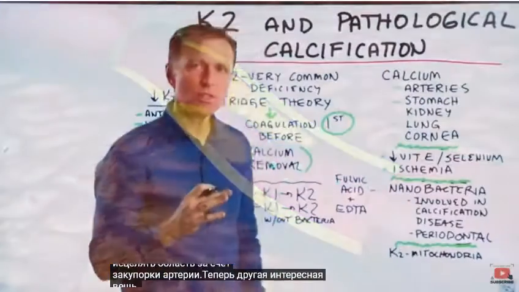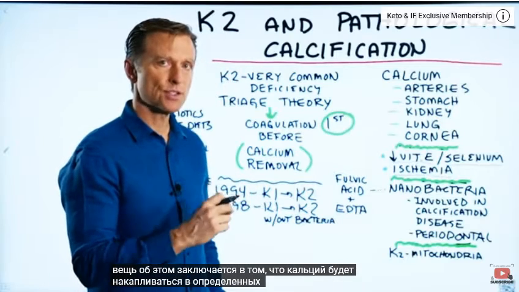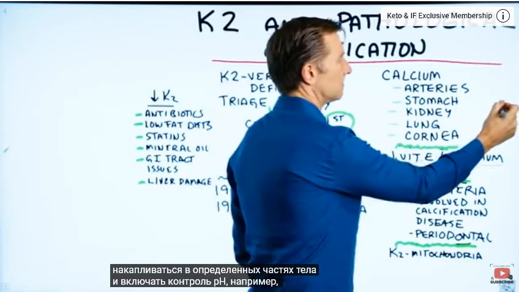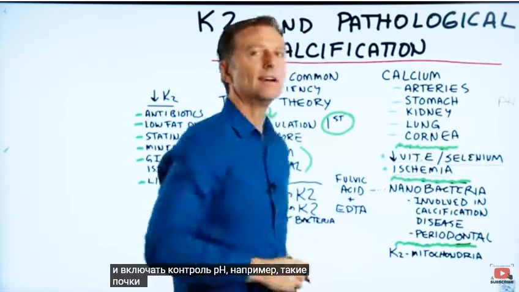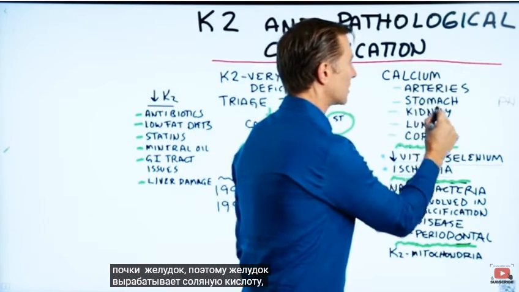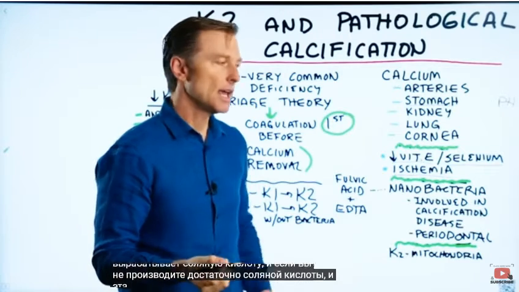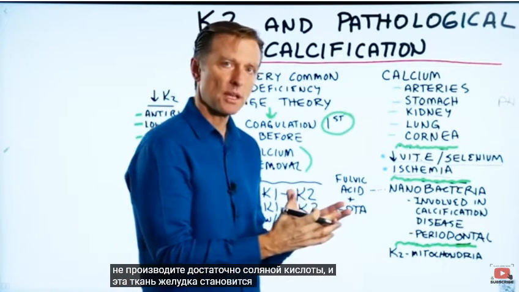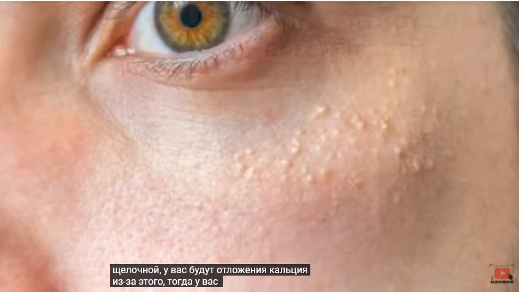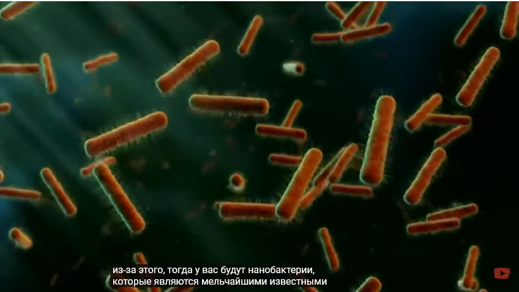Now, the other interesting thing about this is calcium will tend to accumulate in certain parts of the body involving the control of pH, like the kidneys, like the stomach. So the stomach makes hydrochloric acid. And if you're not making enough hydrochloric acid and that stomach tissue becomes a little too alkaline, you'll have calcium deposits because of that. Then you have nanobacteria, which is the smallest known bacteria.